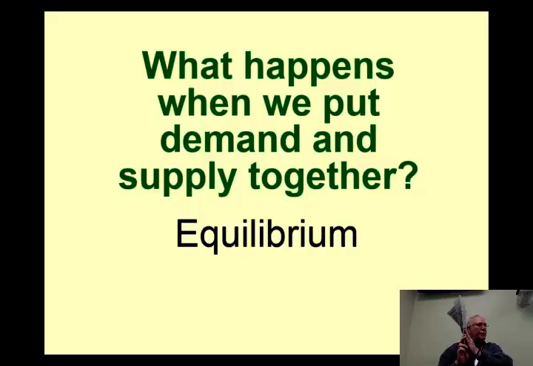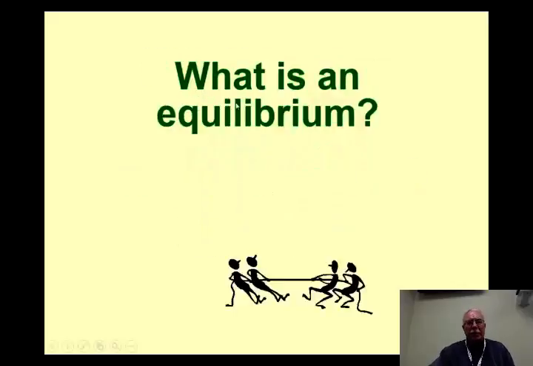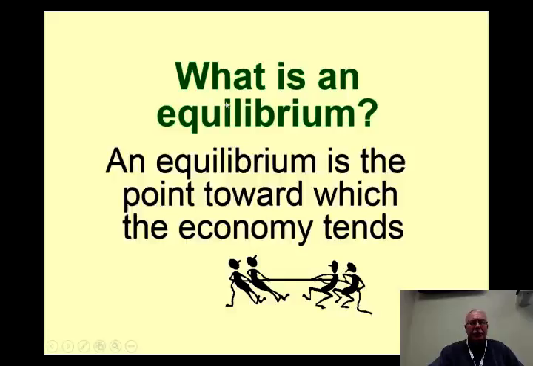Isn't that ideal? Well, it's just a definition of what an equilibrium is. An equilibrium is the point toward which the economy tends. Say, an equilibrium doesn't mean that two things are equal. An equilibrium means that it's a point that the economy tends toward. That's a very important concept, but one that we'll get lots of practice on.